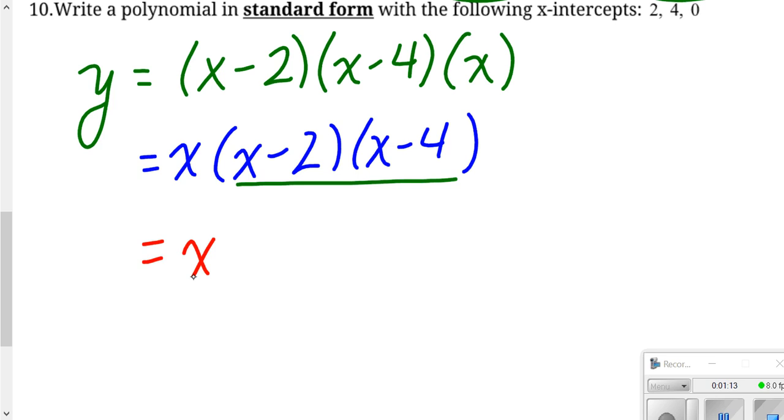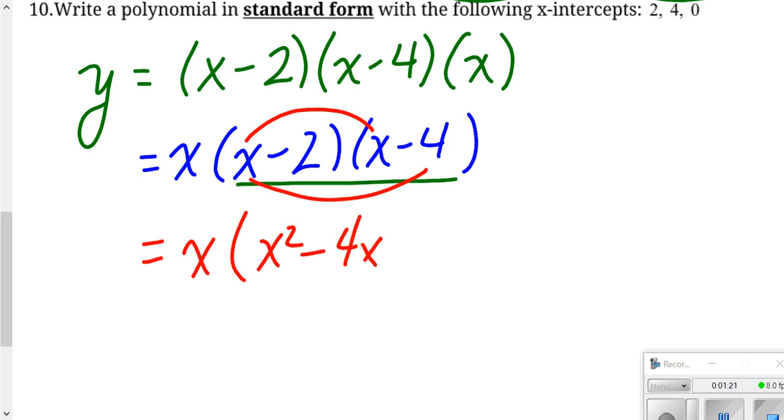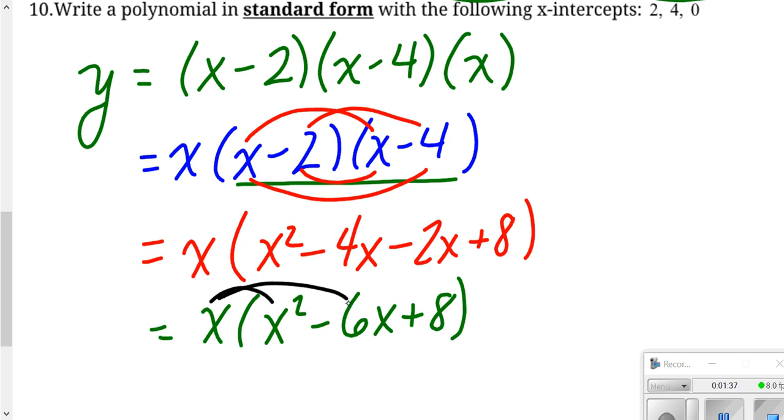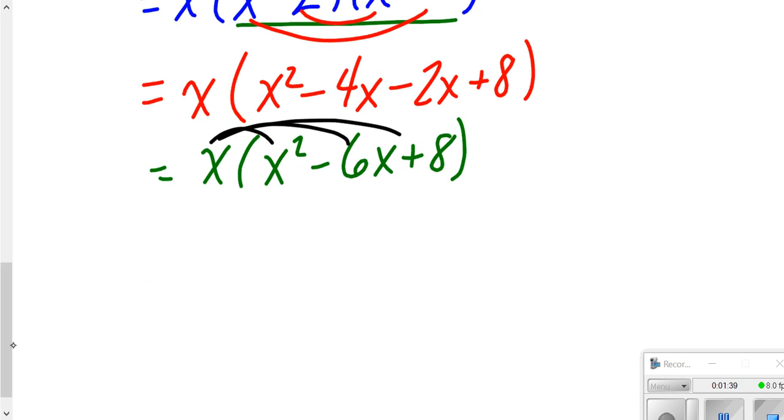Okay, so first, outer, inner, last on these two, or distribute. X times x is x squared. X times negative 4 is negative 4x. Negative 2 times x is negative 2x. Negative 2 times negative 4 is positive 8. We can combine like terms. And then we need to distribute in this x. And that's it.